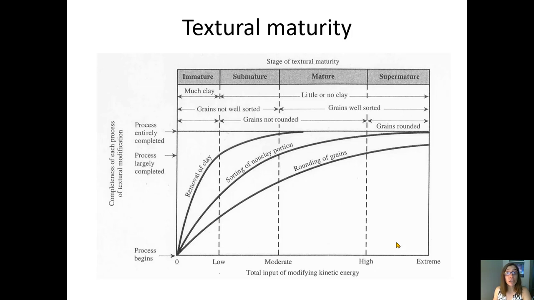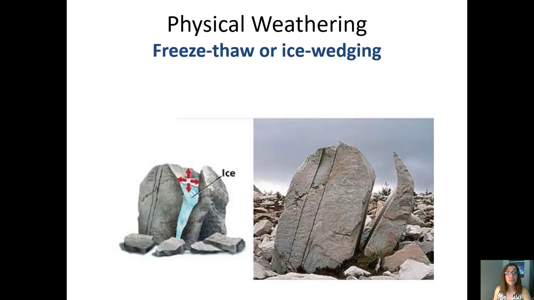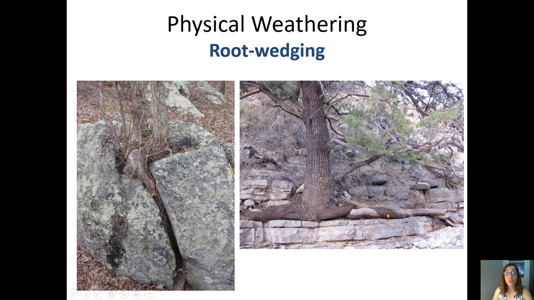In addition to textural maturity, we're also interested in chemical maturity. So now we're going to talk about some of the physical and chemical processes that break down rocks. We have two modes of weathering: physical and chemical weathering. Physical weathering includes things like freeze-thaw, where water gets into the cracks of rocks, expands when it freezes, and breaks the rocks apart. The same process can also happen with tree roots, which will enter into cracks in the rock, and as those tree roots grow and expand, they further crack the rock apart.